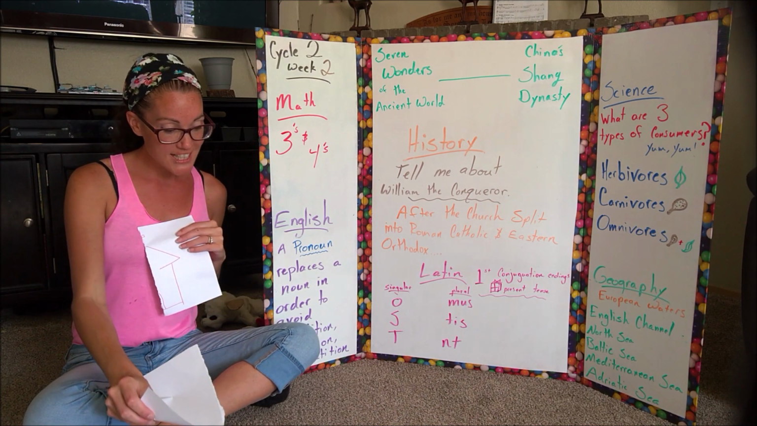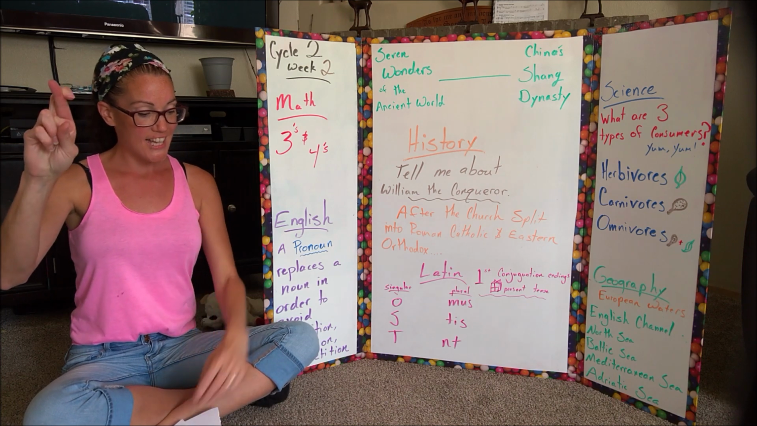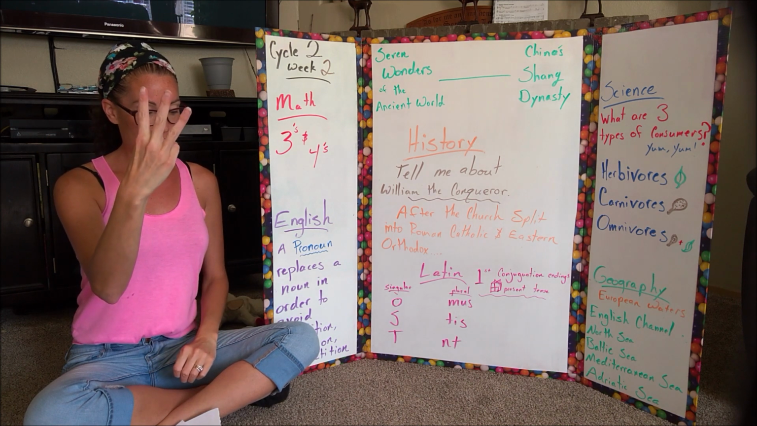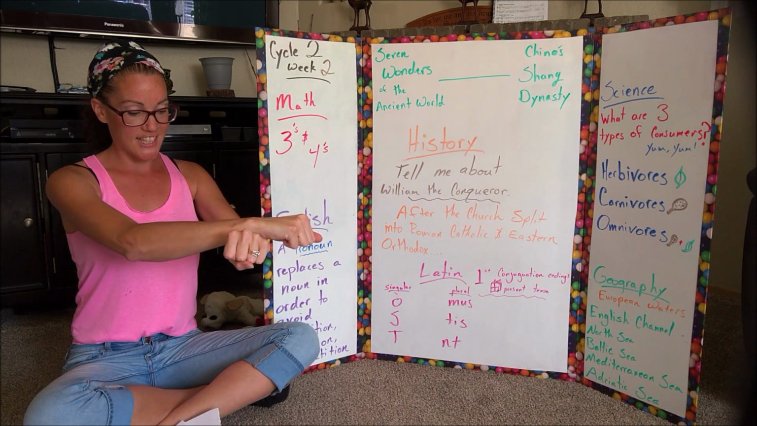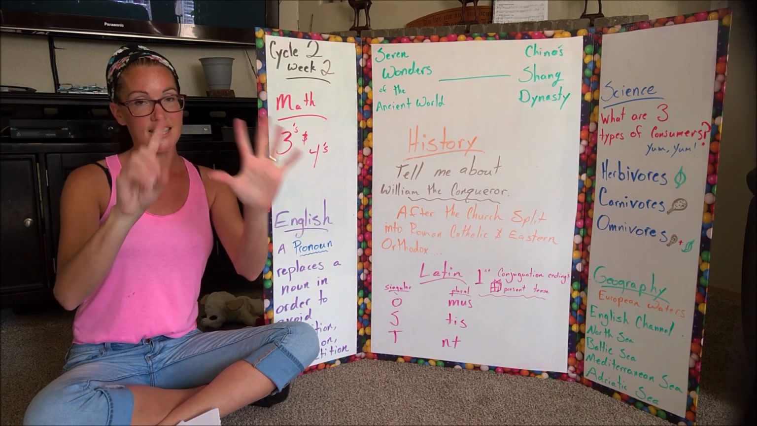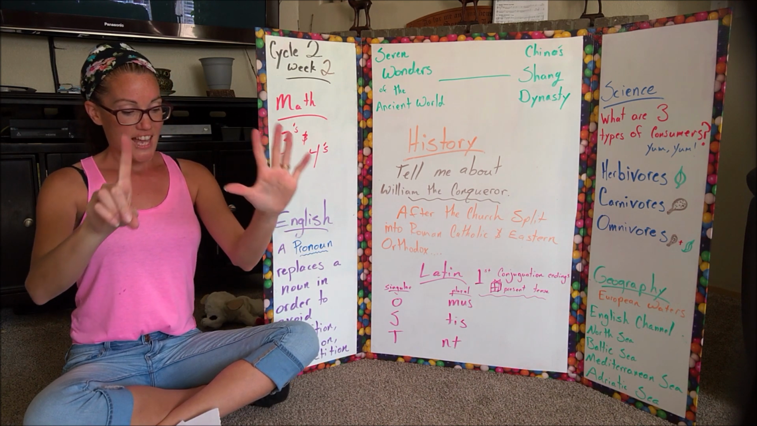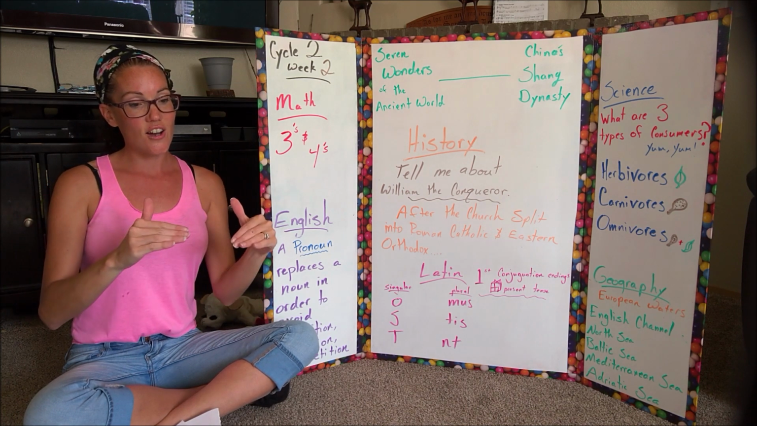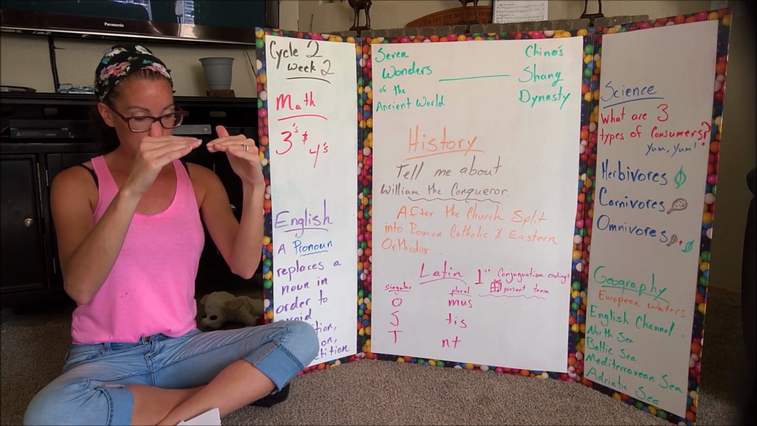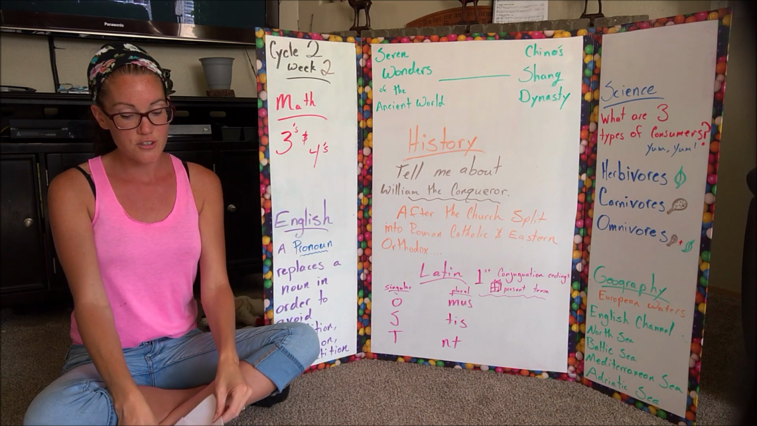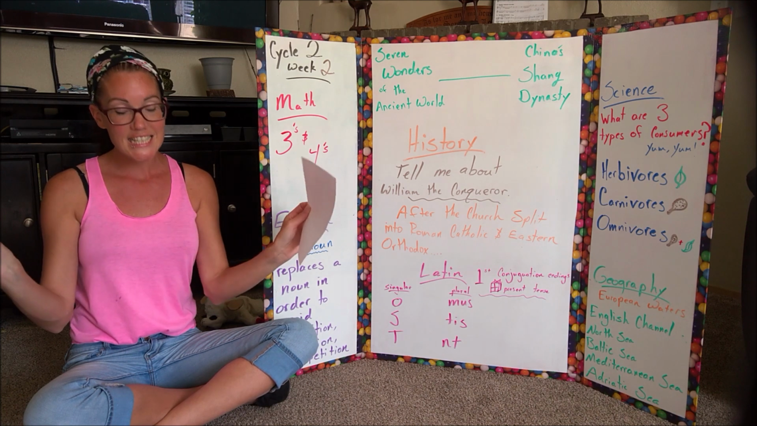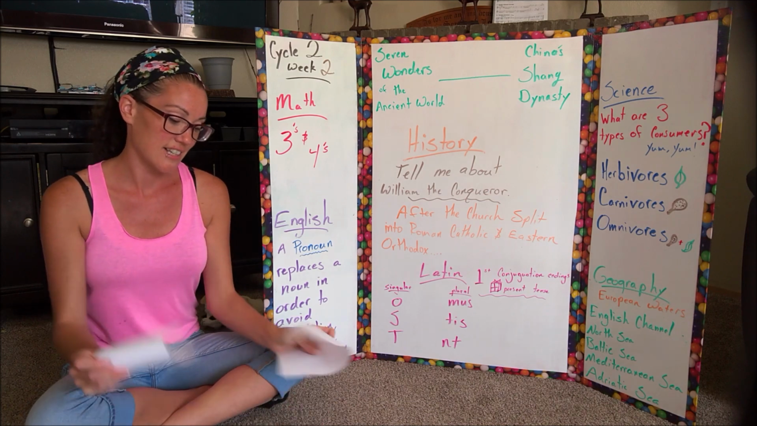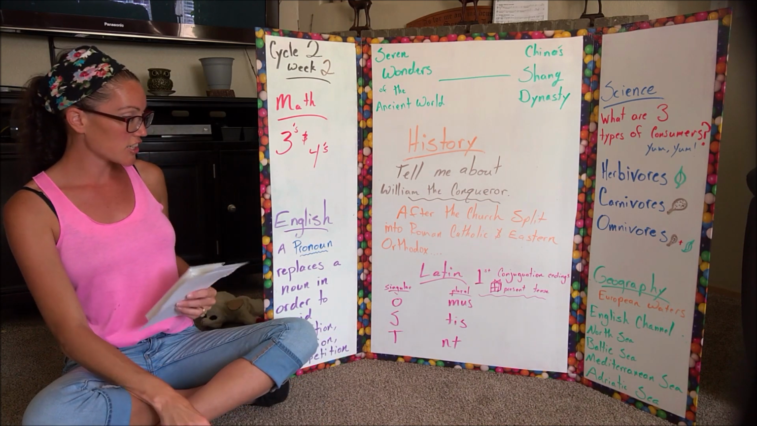So again, tell me about William the Conqueror. After the church split into Roman Catholic and Eastern Orthodox, William the Conqueror defeated King Harold of England in 1066 and started feudalism. Oh, after the church split in 1066. Okay, so that's history.